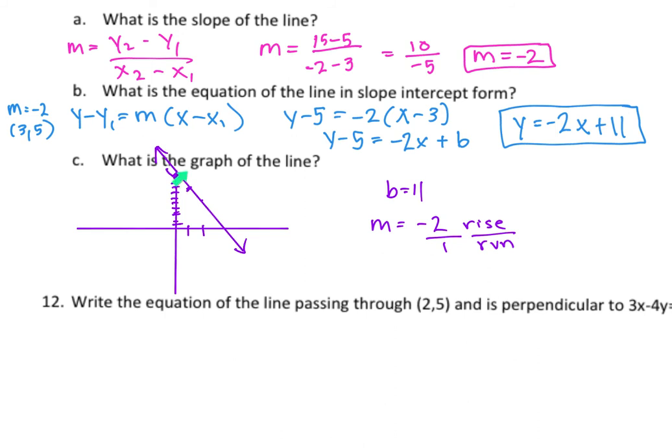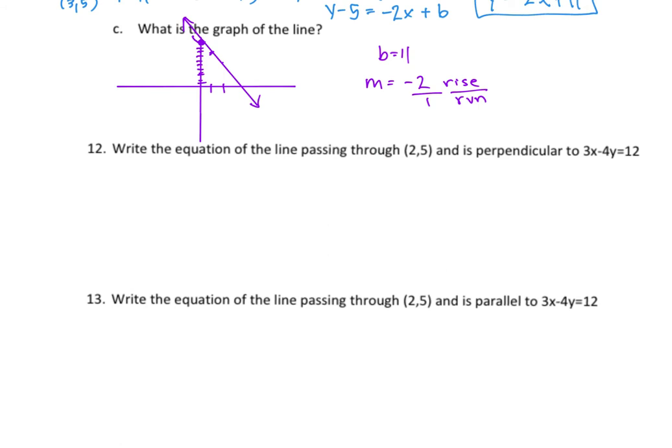So that looks like this. Sorry, we're rising -2, so we're going down 2, run 1. You can do that again, go down 2, run 1. And you can do that however many times it takes to draw a nice straight line.